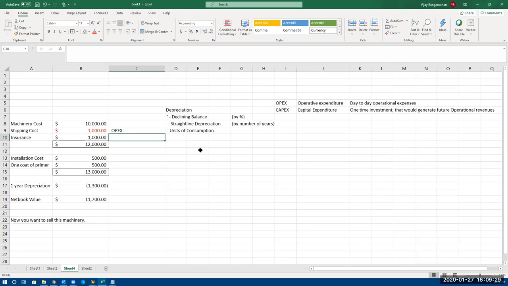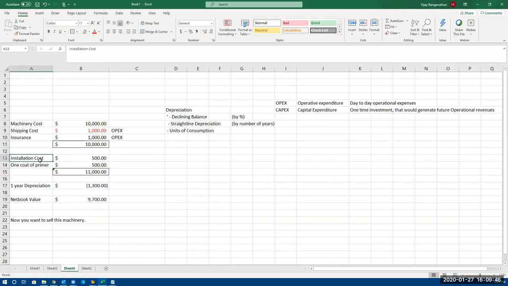Yeah, that makes sense, Jay. Yes. So now this is also OPEX, operational expenditure. This is not your capital expenditure. So now you can only sell this machine for $10,000.